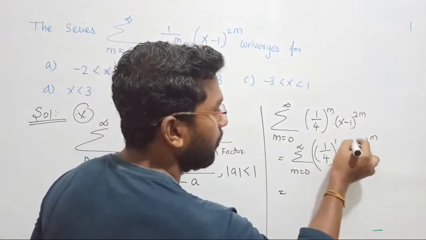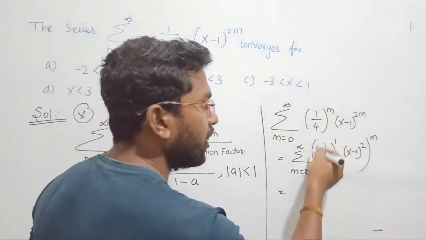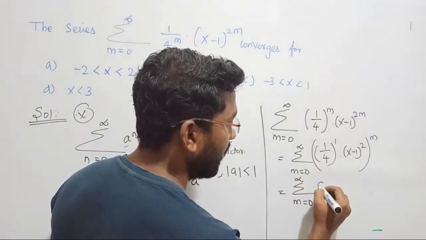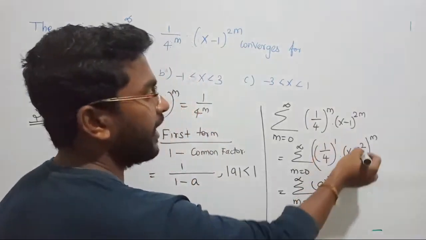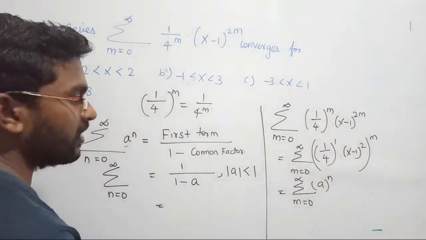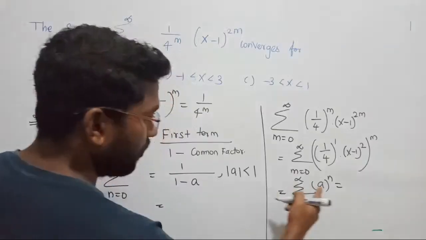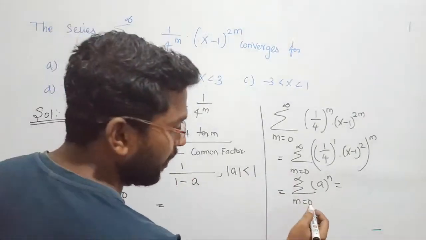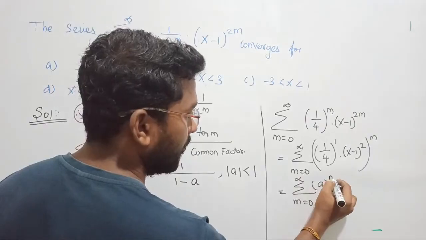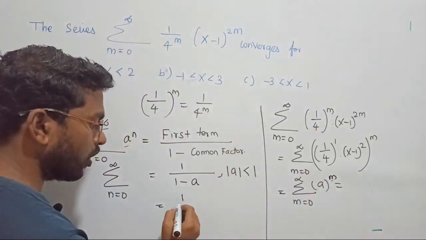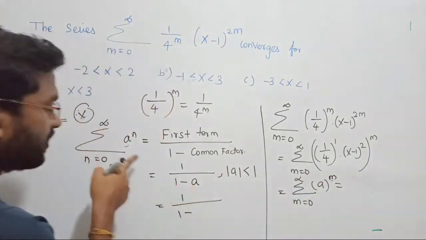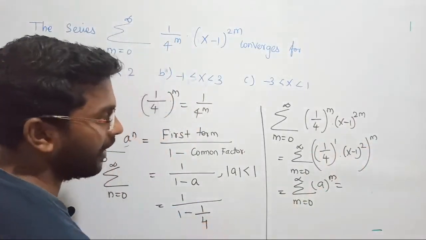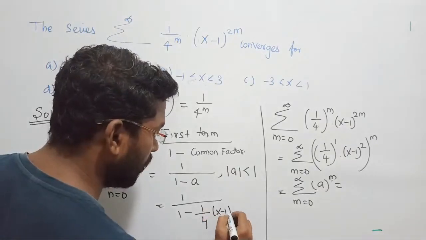So the answer is, see there, this is going to be your a. This is going to be your a. So I can say summation m equal to 0 to infinity, a power n. Yes or no? Here a is this one. Just substitute it here. The expansion of a power n, I have written the answer here. That is the first term. Once again, if you substitute m equal to 0, the first term will be 1, divided by 1 minus a. Instead of a, here I have 1 by 4 into x minus 1 whole square.